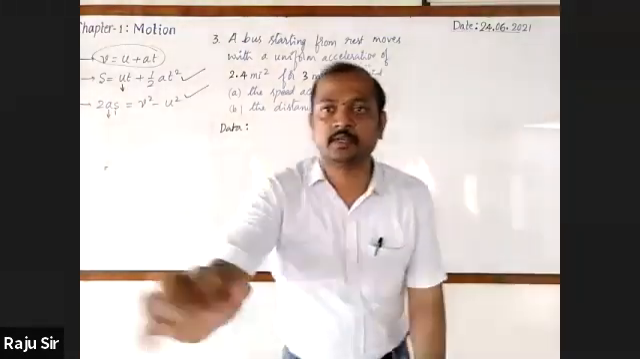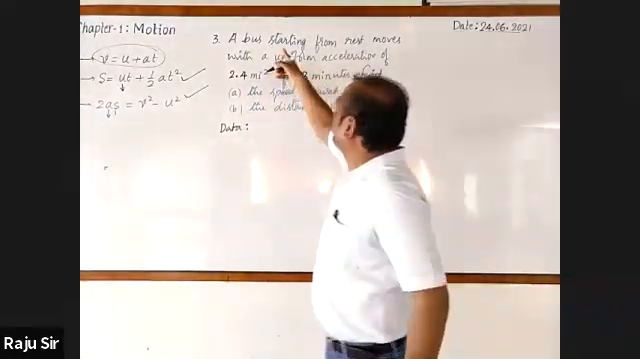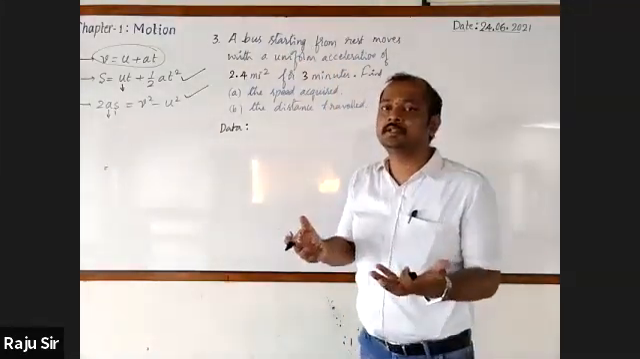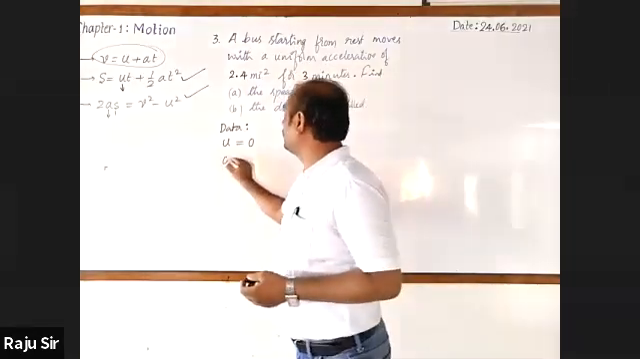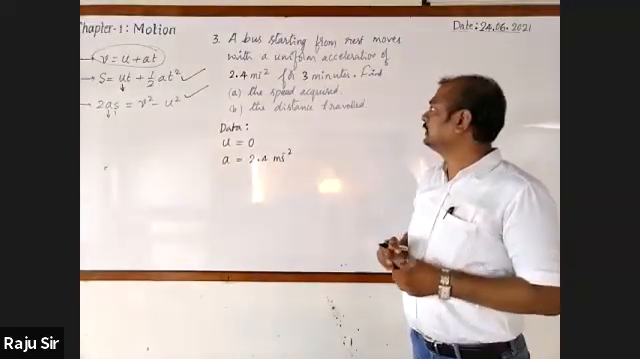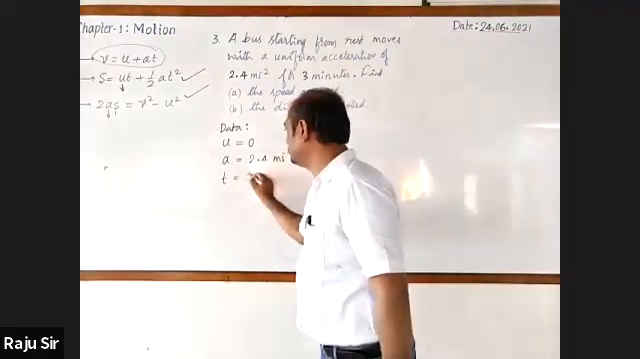Yes, let's go further. Let us write the data. If so, what can be written? A bus starting from the rest. As it starts from the rest, what is its initial velocity? Zero. It is 0. Right. U is equal to 0. Then it has obtained the acceleration of 2.4 meter per second square. Then for 3 minutes, so time it is 3 minutes.